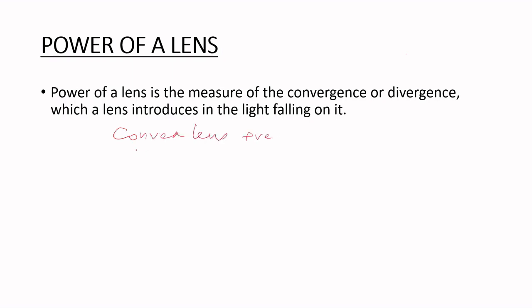And for a concave lens, the power is negative. Now, how to find the power: power is equal to 1 by f, that is the reciprocal of focal length. This focal length should be expressed in meters. So, power of a lens is the reciprocal of focal length and its unit is diopter.